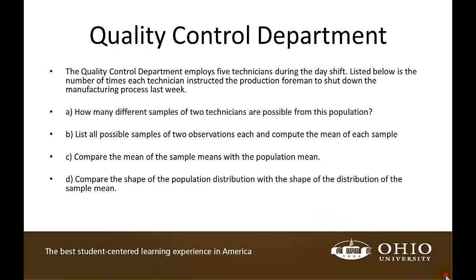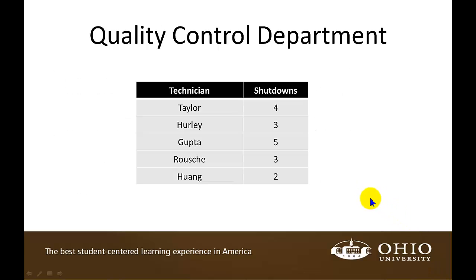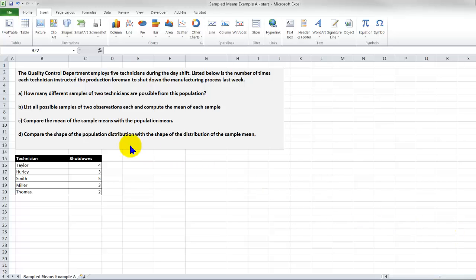Okay, so let's take a look at the data that was provided. We have in total 5 technicians that had various shutdowns in the week, and this is going to be the basis of our study. So let's go ahead and open up the starting file for this solution. Okay, so as you can see in this starting file, we have all the questions listed that were in the PowerPoint along with the data table.